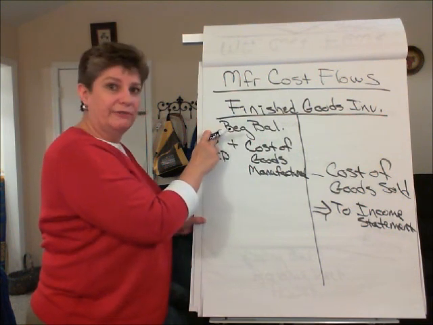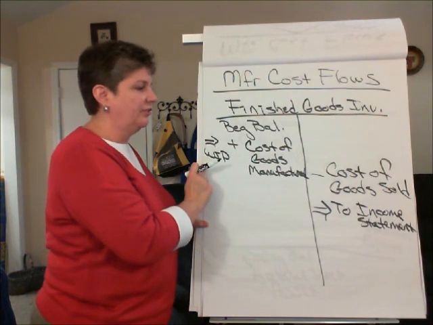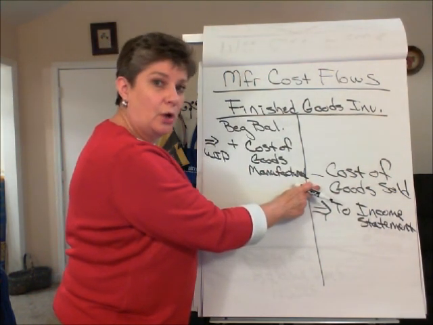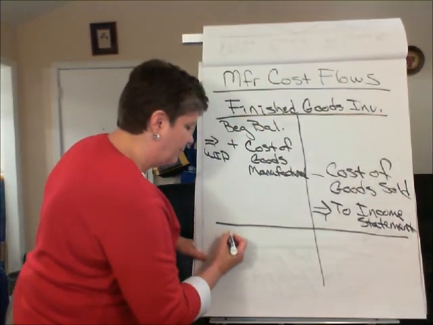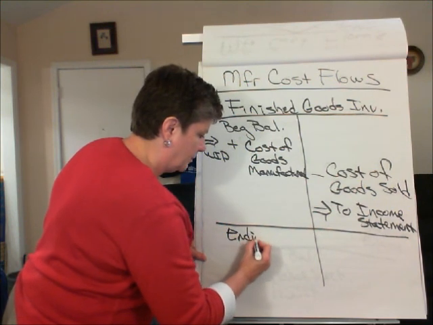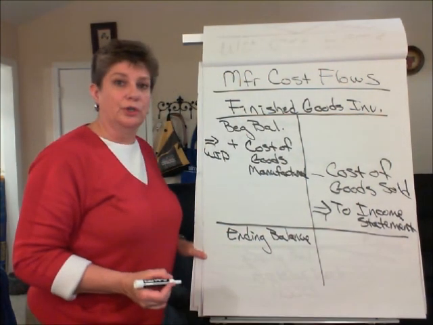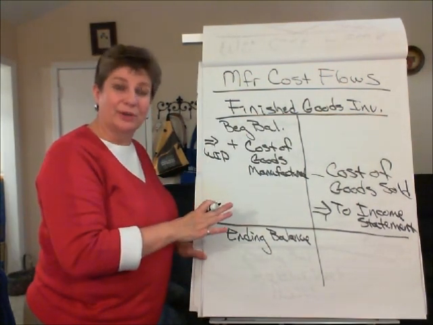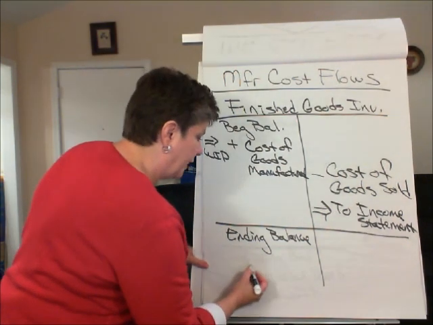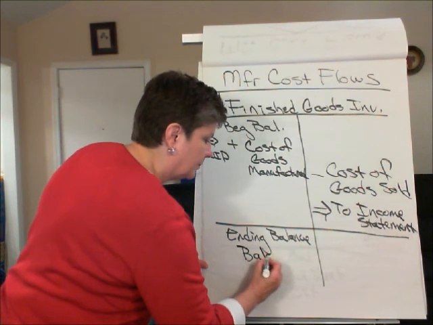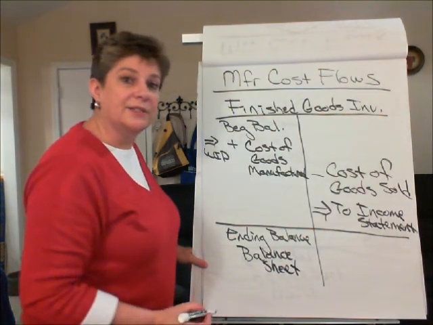So beginning balance of finished goods plus cost of goods manufactured, which comes out of work in process, minus the cost of units sold during the period, cost of goods sold, is going to yield the ending balance of finished goods, which, just like raw materials ending inventory and work in process ending inventory, is reported on the balance sheet as an asset.